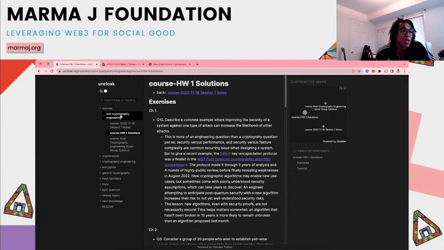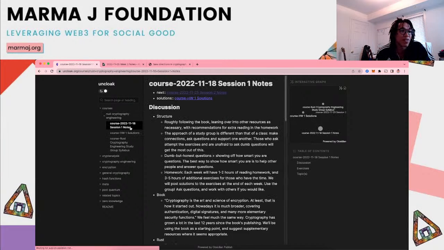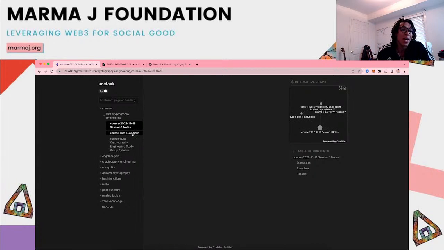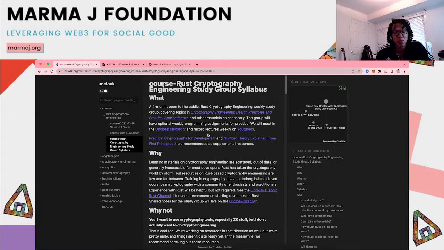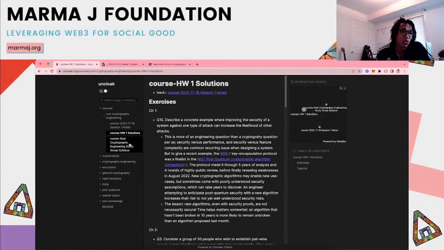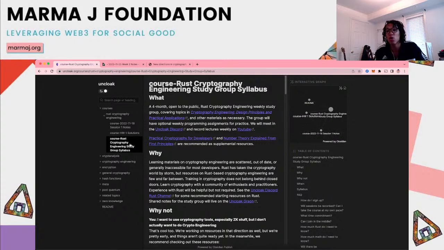So, we have this Rust Cryptography Engineering section of the courses tab. And in that section, we have the course session notes, we have the course homework solutions for week one, and we have the general syllabus. I'll start with the general syllabus, and then go into the session notes and then the solutions, which we did go through, at least the solutions from chapter one and the notes from week two.